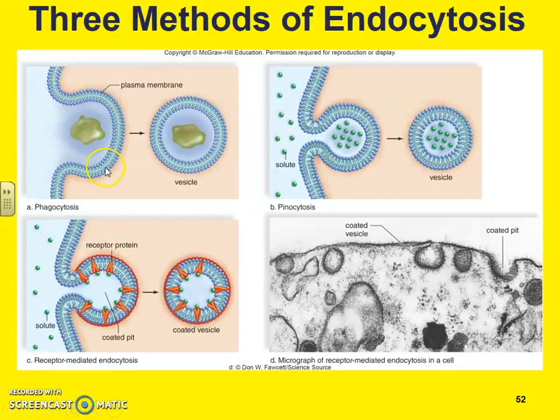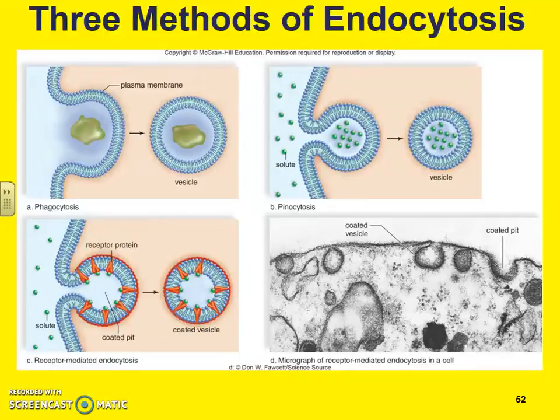Phagocytosis is taking in a solid. Your white blood cells do that when they take in bacteria and render them harmless. Pinocytosis is when you have small particles or liquids. Then we have the receptor-mediated, where you have coated pits, and they are specific for a particular solute to take inside the cell. That's going to finish up this section. It's a really short section of notes.